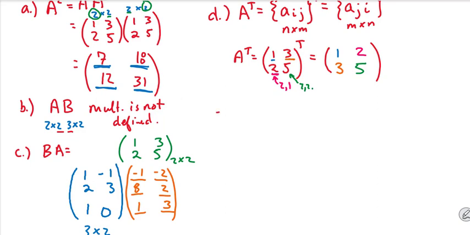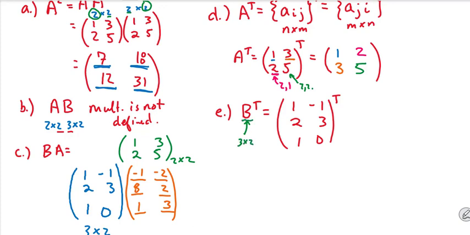So let's try it again in part E here. Let's find B transpose, which is going to be the transpose of this matrix, 1, minus 1, 2, 3, 1, 0. We're taking that transpose. Here it's a little bit easier to notice that the original matrix, B, I'm not pointing at B transpose, I'm just pointing at the B here. B was a 3 by 2 matrix, so when we do the transpose operation, we're going to end up with a 2 by 3 matrix.